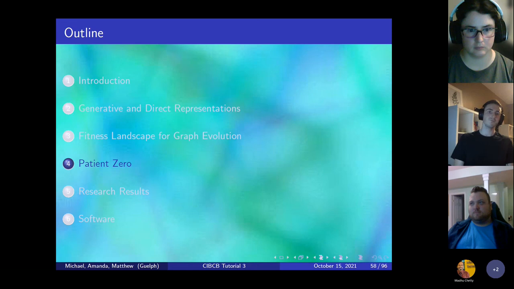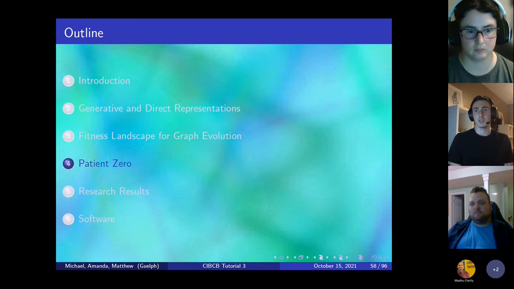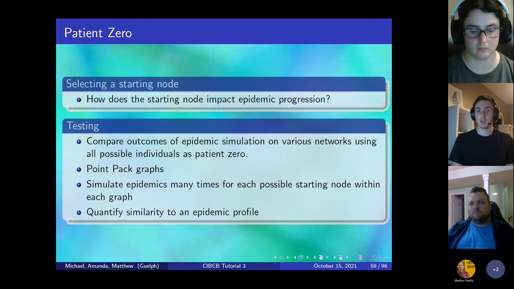Okay, on that note, now we're going to take a look at another important aspect, and this is particularly when simulating epidemics. There's some importance to who the patient zero is. Because we're using unlabeled graphs, this is something that actually became more complex as we looked at it. So how does a starting node impact epidemic progression? To test this, we're going to compare outcomes of epidemic simulation on various networks using all possible individuals as patient zero.